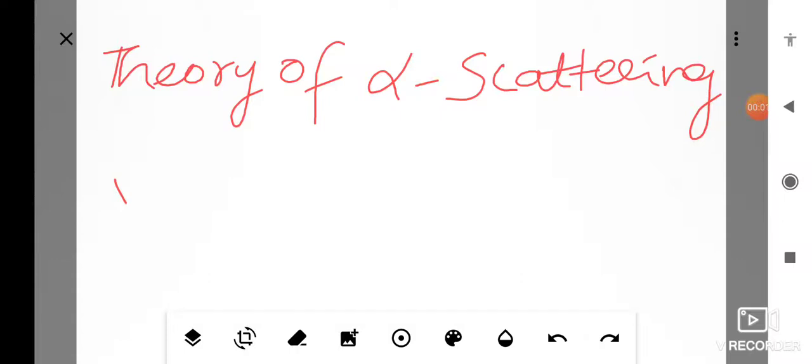Good morning to all. In the previous session, we had a discussion on the nucleus, nuclear constituents, and Rutherford alpha ray scattering. So, in this class, we will cover the theory of alpha scattering and the calculation of the distance of approach.